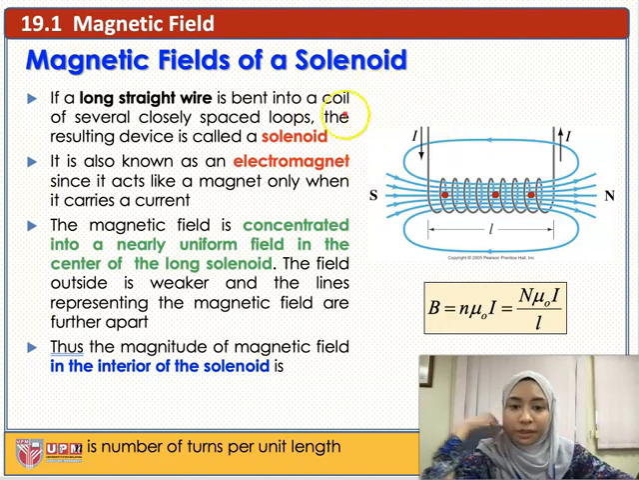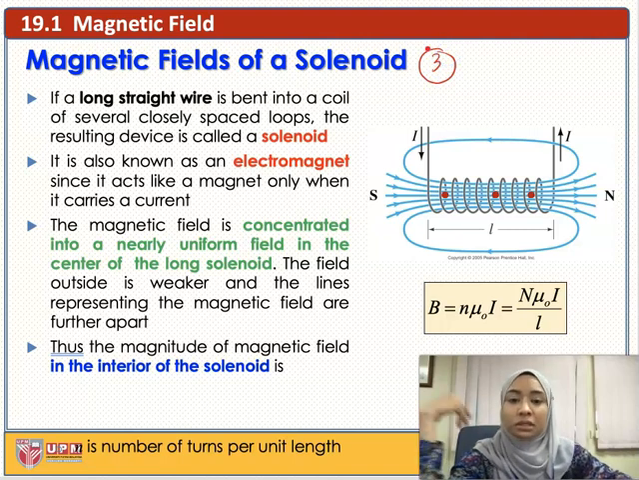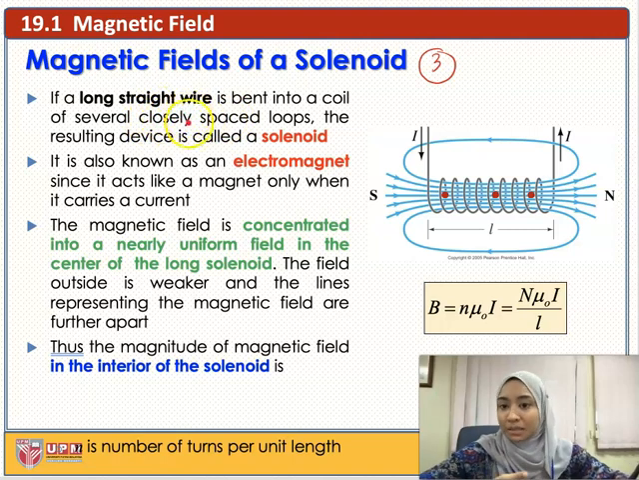Okay, so magnetic field of a solenoid. This is our third structure. We have seen two other structures. If a long straight wire is bent into a coil, so we're talking about a coil. Structure number 2 was also about a coil with several turns. This one, a long straight wire is bent into a coil of several closely spaced loops. The resulting device is called a solenoid.